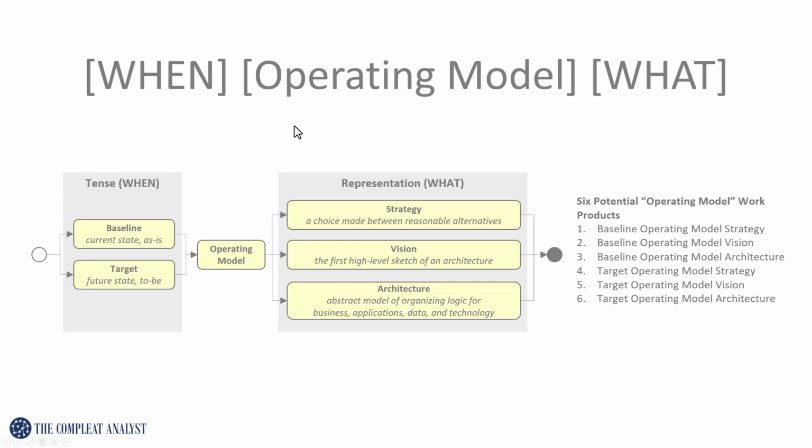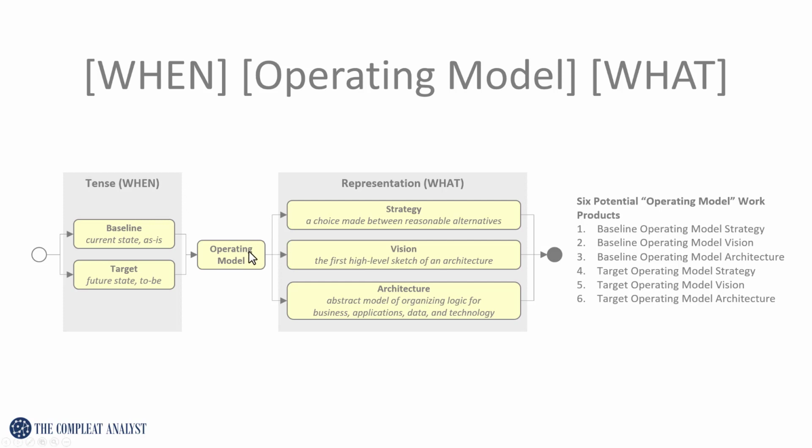Rather than trying to grasp operating model as one concept, think of it as the root of 6 potential work products that each may exist over time using the pattern when, operating model, what. So let's see how this works. So we start with the tense such as baseline or target, which you may know as current state, future state, or as is and to be. This tells us the when. Is this something we have now, or is this something we want in the future?